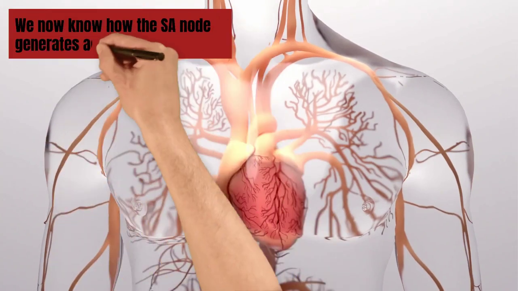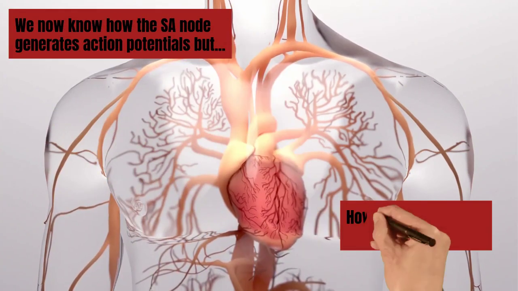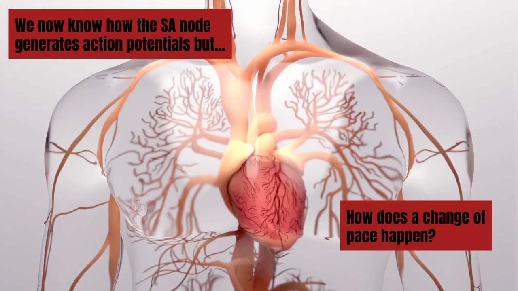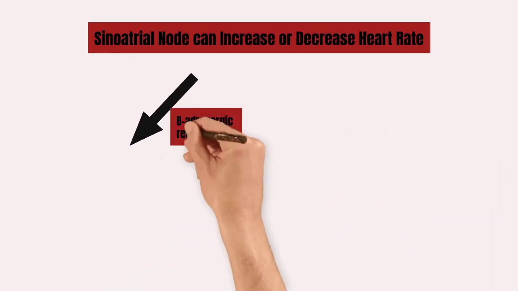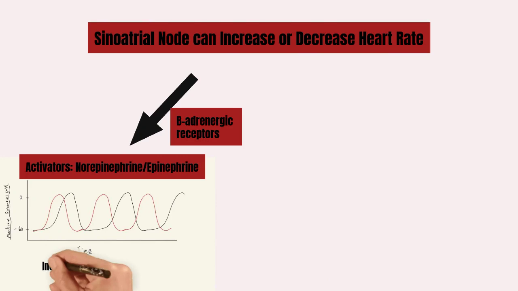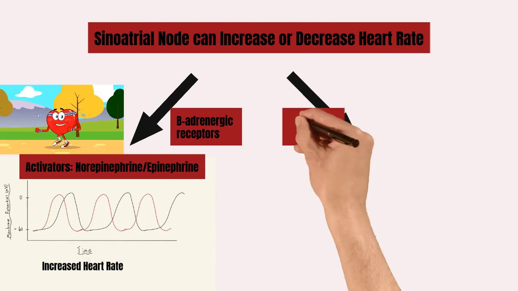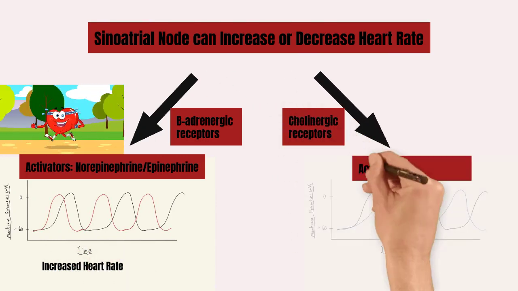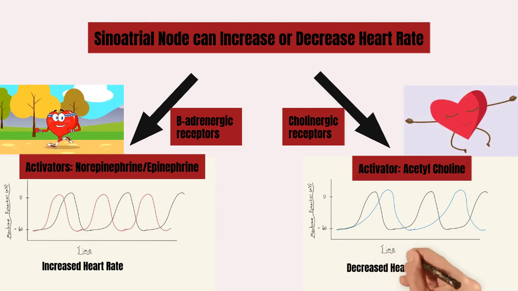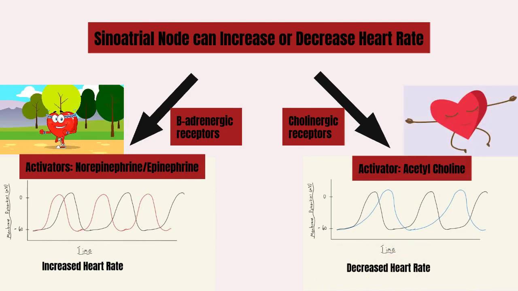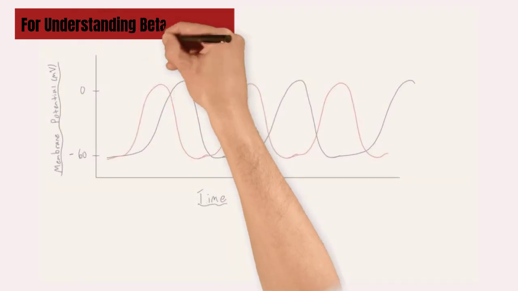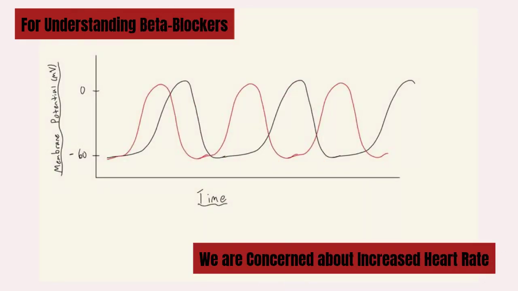We now know how the SA node generates action potentials, but how does a change of pace happen? The SA node can increase or decrease heart rate. Through activation of beta-adrenergic receptors by norepinephrine or epinephrine, we can increase the heart rate. By activating cholinergic receptors with acetylcholine, we can decrease our heart rate. For understanding beta blockers, we are concerned about increased heart rate.